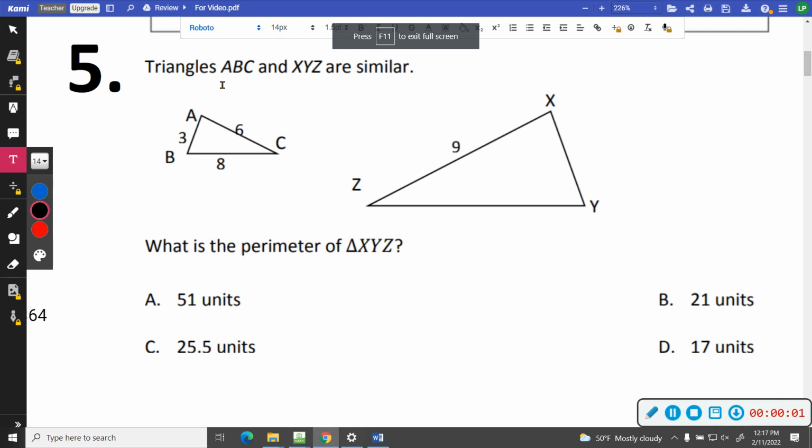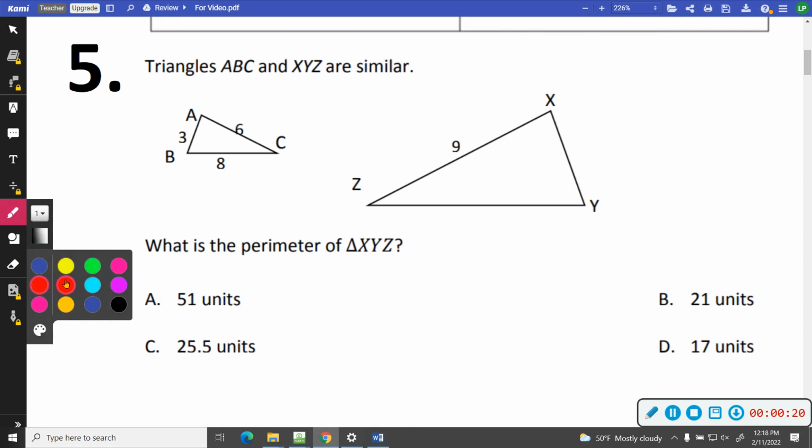So we are told these triangles are similar. What is the perimeter of XYZ? So in order to find the perimeter, I need to find XY and I need to find YZ. So let's think about this. Let's figure out what sides go together.